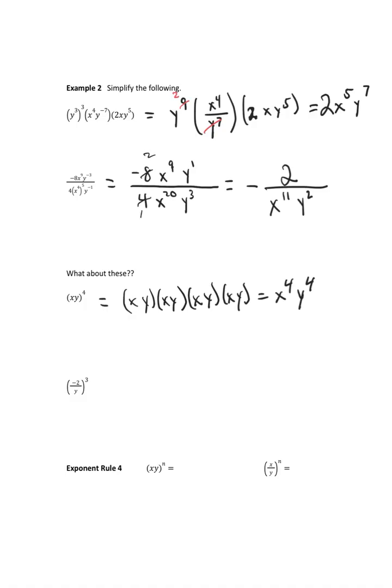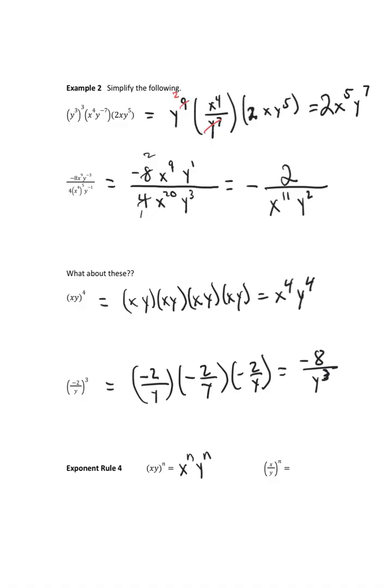So (x, y) to the fourth is x to the fourth, y to the fourth. This would be similar here: negative 2 over y times itself again. So negative 2, negative 2, negative 2, that would be negative 8 over y cubed. So in general, (x, y) to the n would be x to the n, y to the n. And x over y to the n would be x to the n over y to the n.